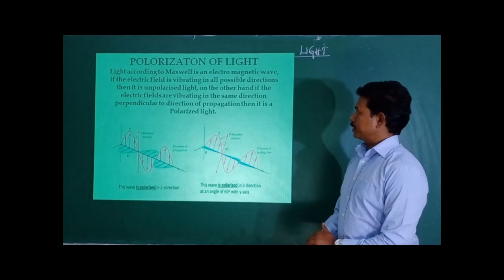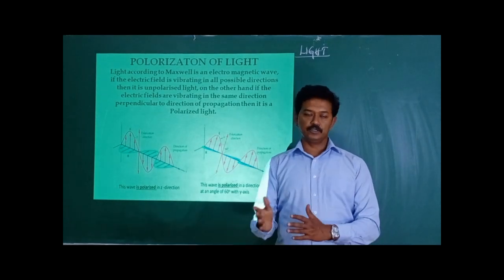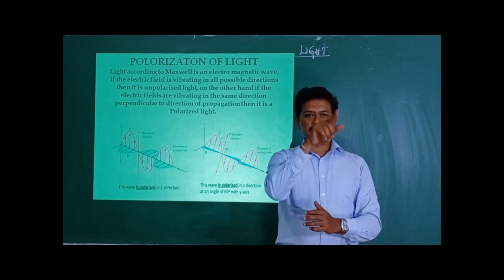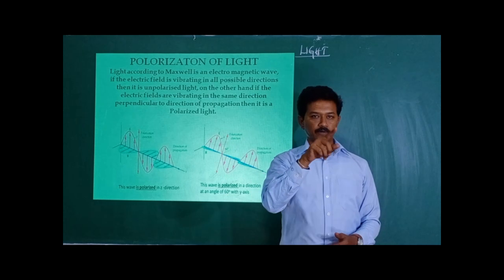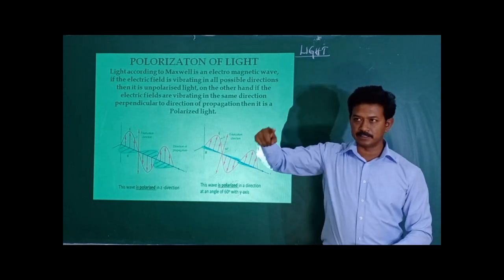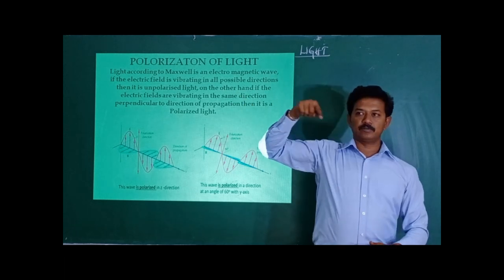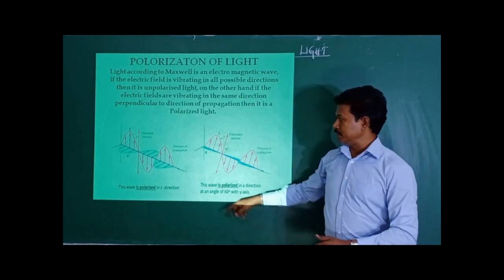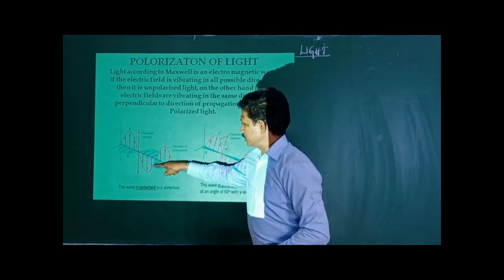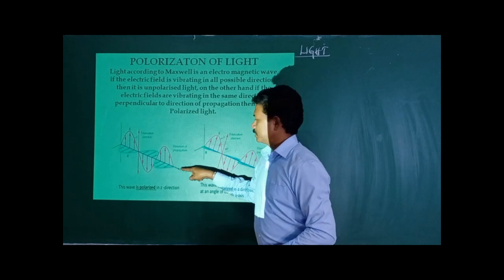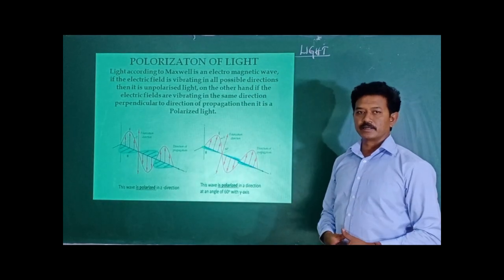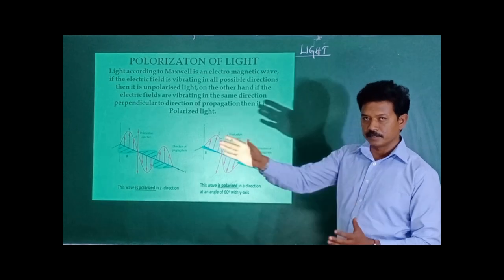Next is polarization of light. Maybe this is not in your reach, I hope. Consider an electromagnetic wave. As I told you earlier, it is made up of two different fields. One is the electric field, which will be oscillating like this. Another is the magnetic field, which will be oscillating like this. Both are oscillating exactly perpendicular to each other and also perpendicular to the direction of propagation.